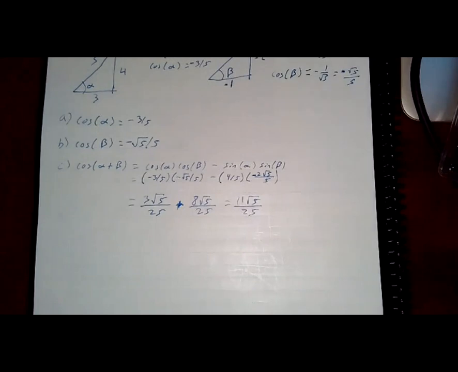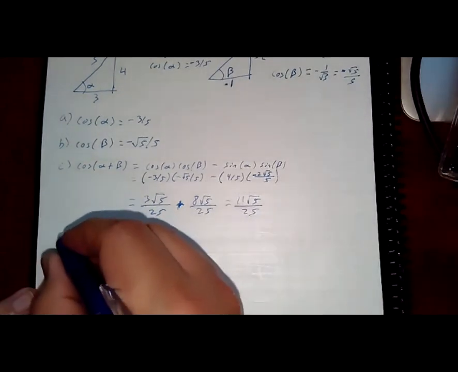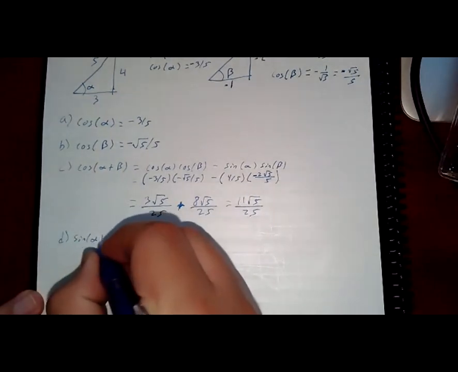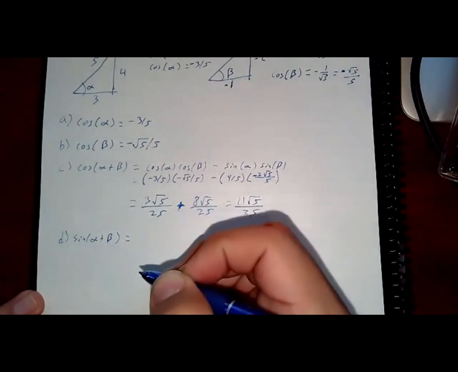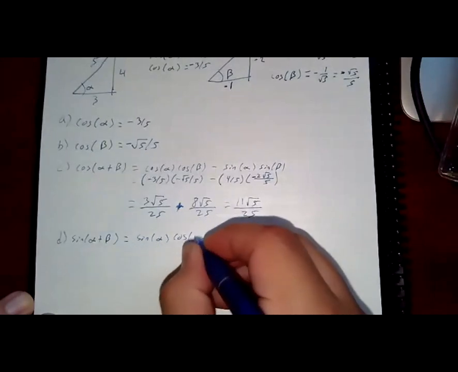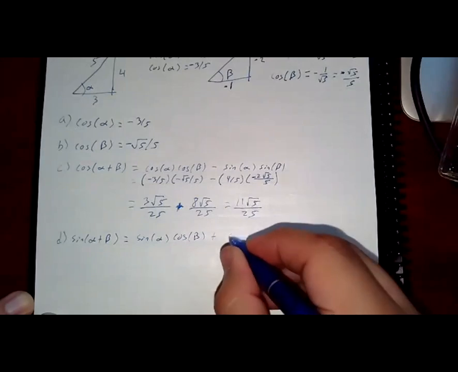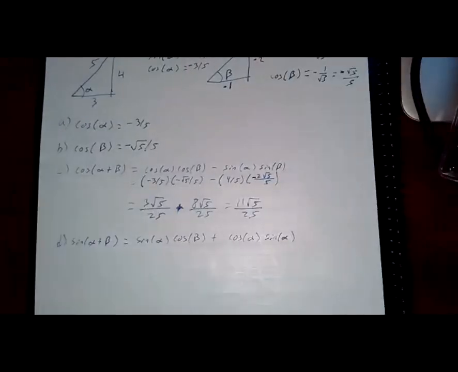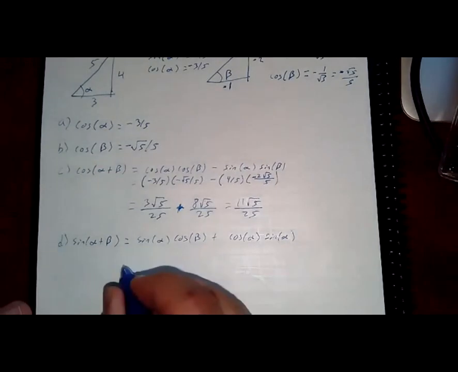Okay. So D will be similar. D was just a sine, right? Sine of alpha plus beta. Formula says that is sine cosine, cosine sine. Double check. Sine cosine, cosine sine. Yep. Okay. So now plug it all in and finish this guy off.